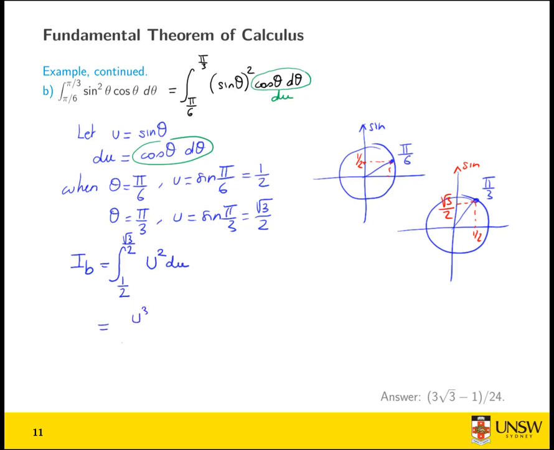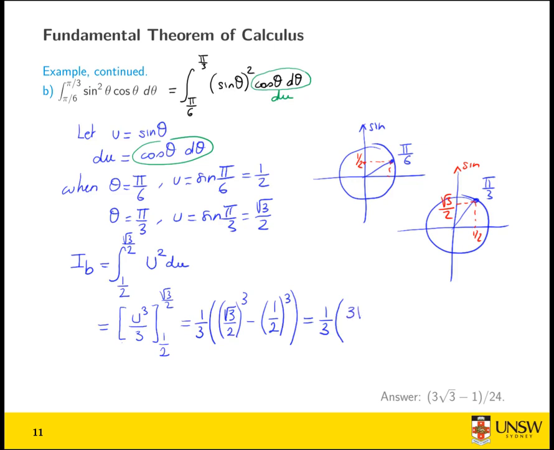We find an antiderivative for u squared, and u to the third on 3 will work. We then sub in the endpoint. I'm going to factorize this 1/3 at the front. So what I will get is square root of 3 over 2 cubed minus 1/2 cubed. Don't forget the brackets here. So square root of 3 to the third here is going to be square root of 3 times square root of 3 times square root of 3. And I can group two of them to create a 3 and keep the other one. So I'm going to get 3 times square root of 3.